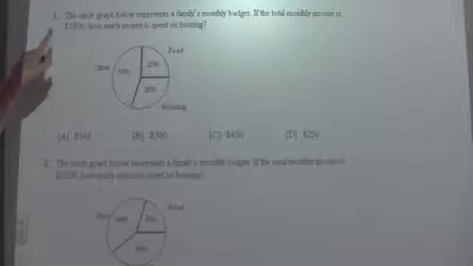Okay, we're going to go ahead and talk about circle graphs and some of the different types of questions you might come across when looking at a circle graph. In this first one, it says the circle graph below represents a family's monthly budget. If the total monthly income is $1,800, how much money is spent on housing?